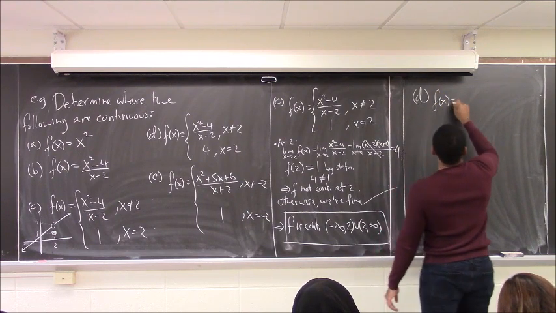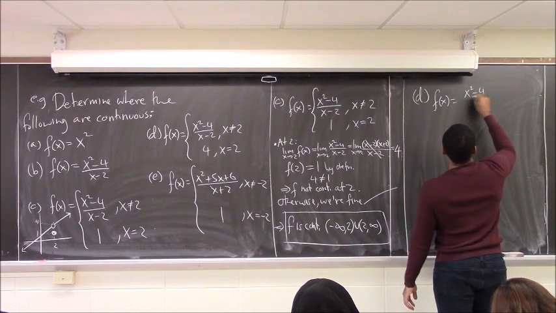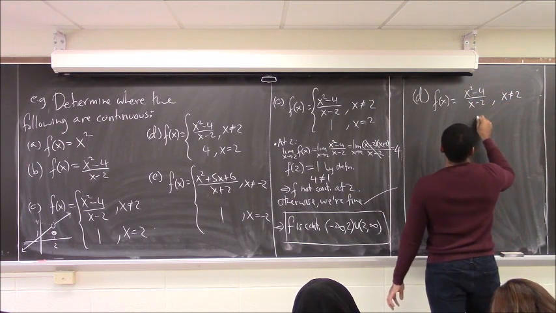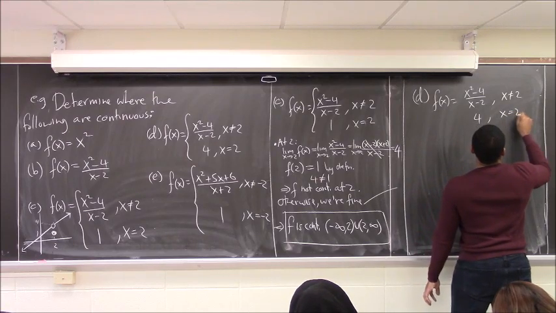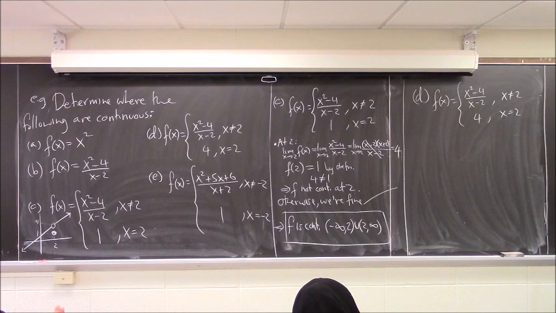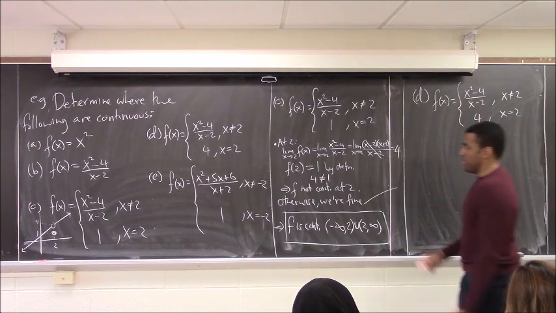Here f of x is defined as x squared minus 4 over x minus 2 if your x is not equal to 2, and we define it to be 4 if your x is equal to 2. Where is that continuous? Yeah? Everywhere. That is continuous everywhere.